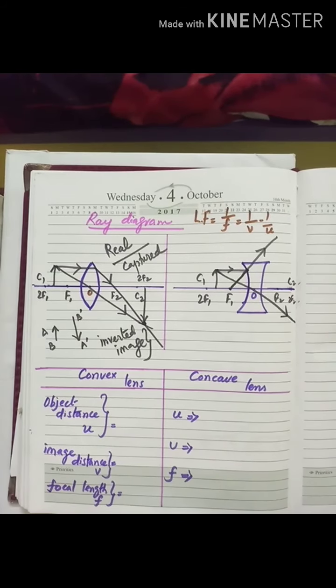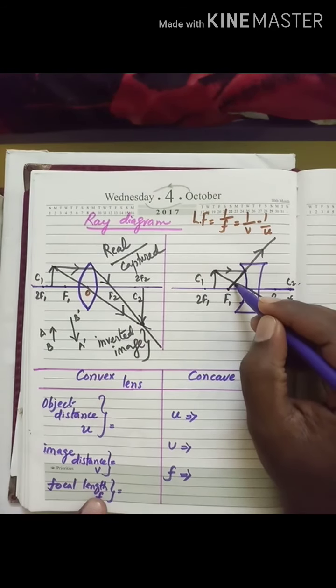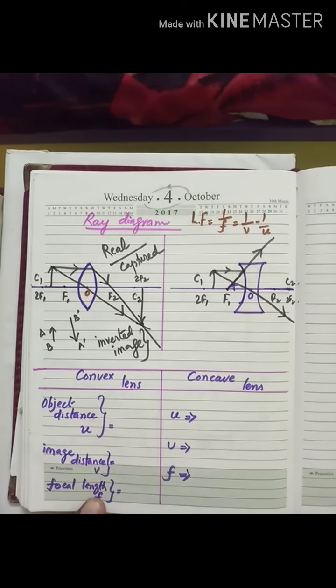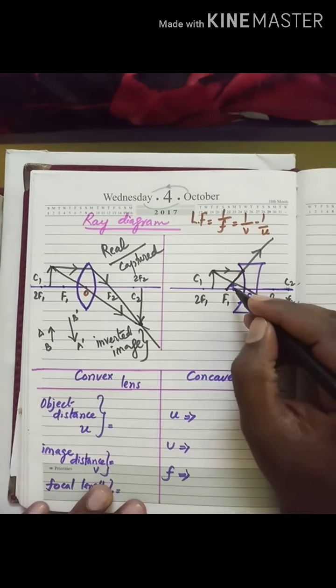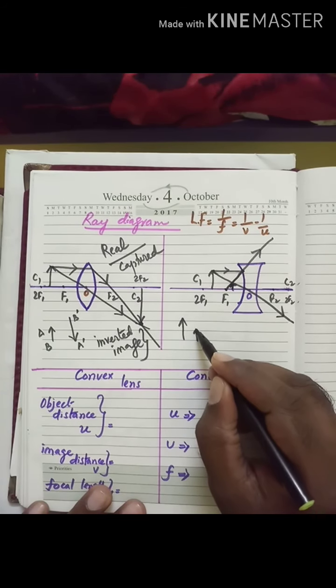Here what we noted is that the image will be formed here itself. The image will form here. Of course, the size has decreased, so it is a smaller one.